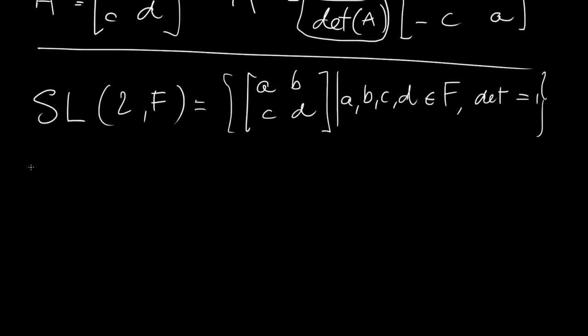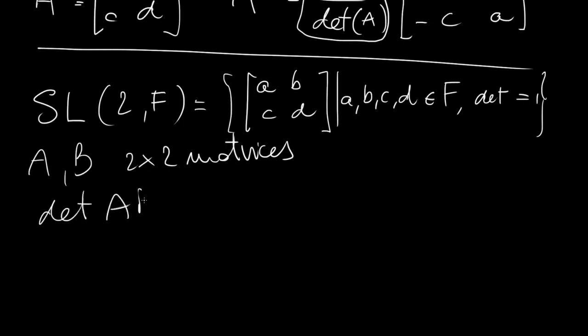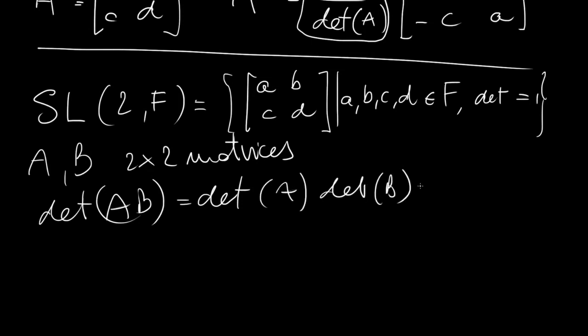Okay, we said that A and B are 2 by 2 matrices. Then the determinant of AB is equal to the determinant of A times the determinant of B, which is 1 times 1 equals 1. So here we have closure. We have associativity, just do it. We have the identity matrix as our identity, and also the inverse, just look at this.